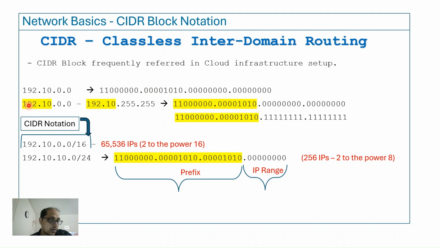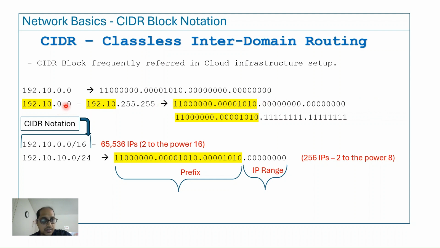If you want to specify a range, for example, I want to say 192.10.0.0 to 192.10.255.255. This is an IP range, and you can see that 192.10 is fixed in both IPs. That means they belong to a single network, and that is the network ID. If you convert that to binary bits, you will find the first 16 bits are fixed for both IPs, and the first one is all zeros. That's the starting IP of the IP range.